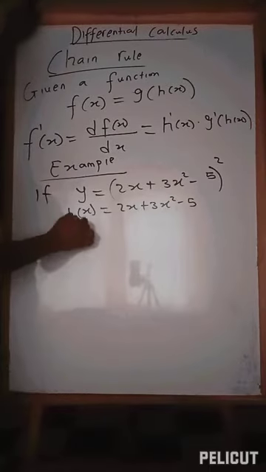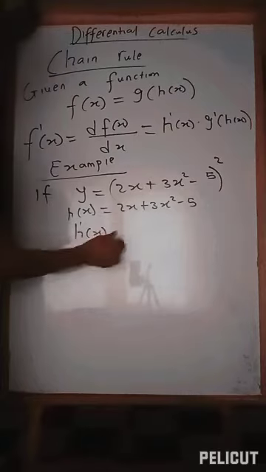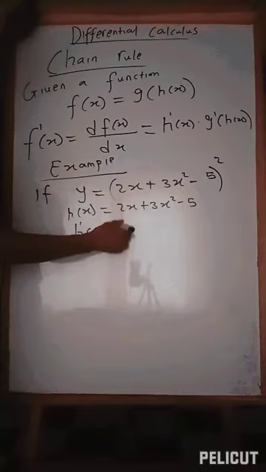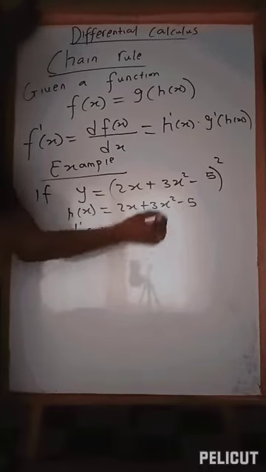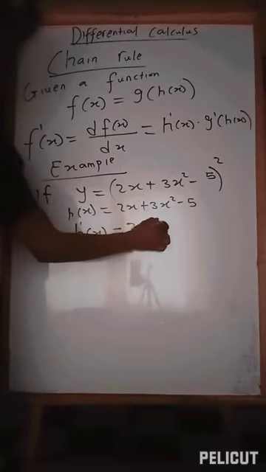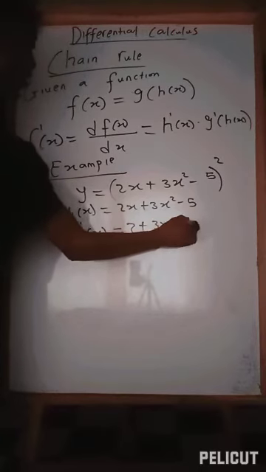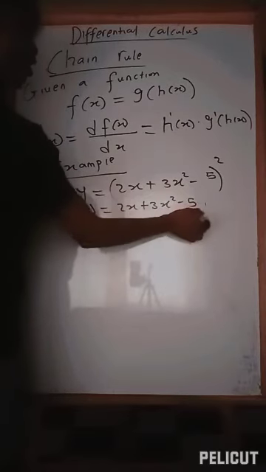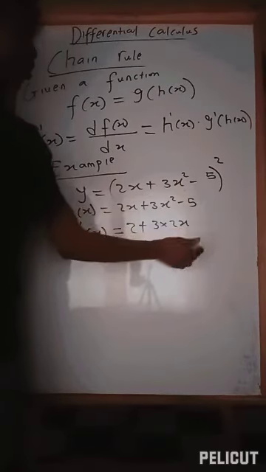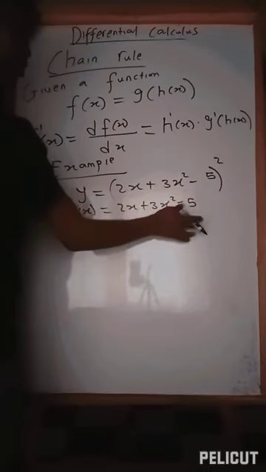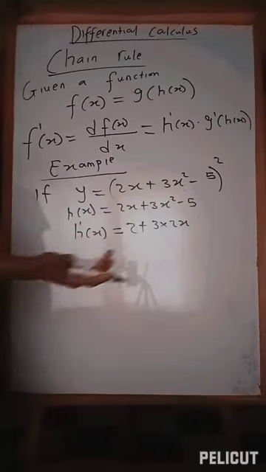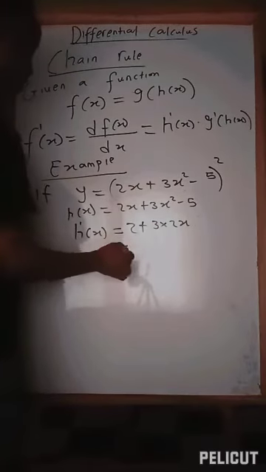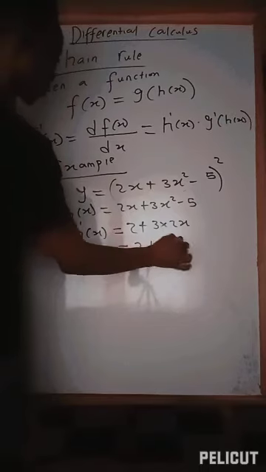So our h prime of x, according to this formula, is going to be the derivative of this. We use power rule: drop down the power, subtract 1 from the power. If you differentiate 2x, it is 2. If you differentiate 3x squared, it is 3 times 2x. And if you differentiate a constant, it is 0. You need to know that. A constant is a number that has no variable beside it. Anytime you differentiate an ordinary number, you always get 0. So this gives us 2 plus 6x.